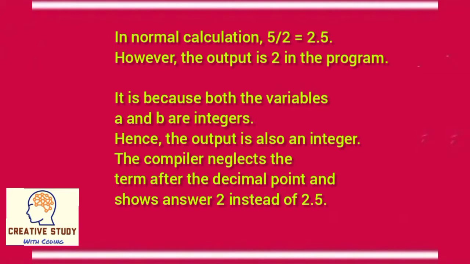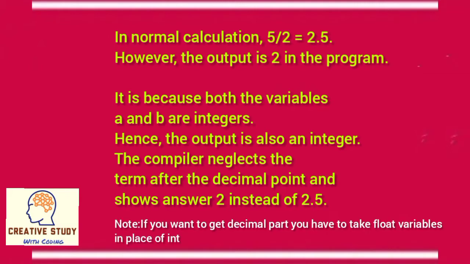In normal calculation, 5 divided by 2 gives the answer 2.5. However, the output is 2 in the program. It is because both the variables a and b are integers, hence the output is also an integer. The compiler neglects the term after the decimal point and shows answer 2 instead of 2.5. If you want to get the decimal part, you have to take float variables in place of int.